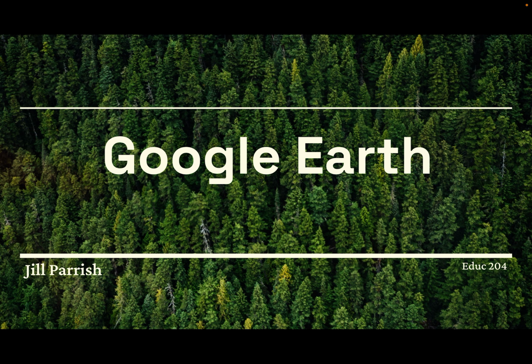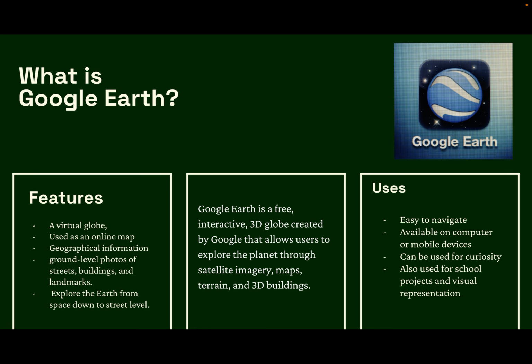So this is Google Earth. What is Google Earth? This is used as a virtual globe. It's used as an online map and for geography information. It's basically known as being able to see ground level photos and snapshots of streets, buildings, landmarks all around the country, or all around the whole world actually.